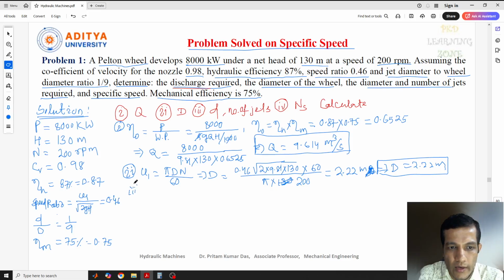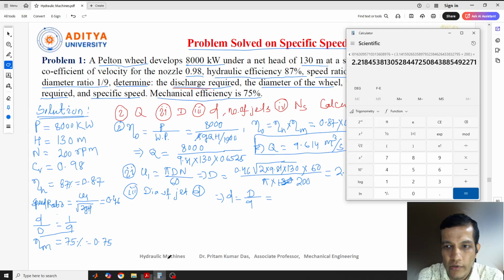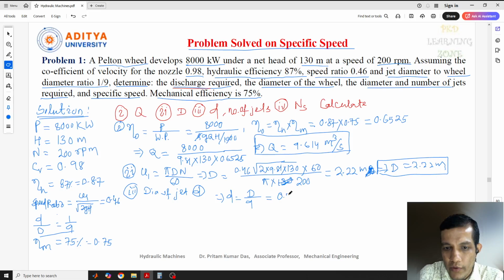Now the third point we will calculate is the diameter of jet, that is small d. This one we can calculate from the ratio already given in our question. So the diameter of jet, d equal to, from this equation, D by 9. Whatever value I got, if I divide by 9, then I'll get the value of small d. So it will come very small, divided by 9, 0.246 meter. This is our diameter of jet required here.